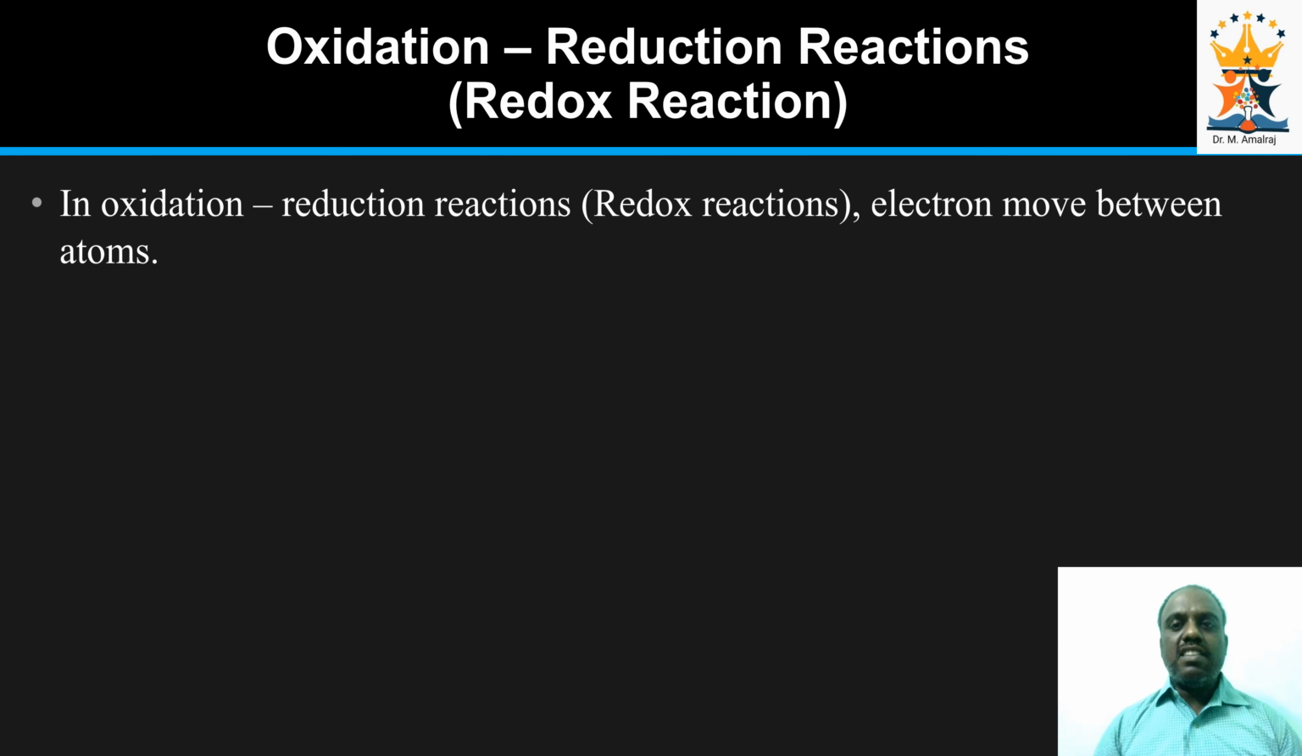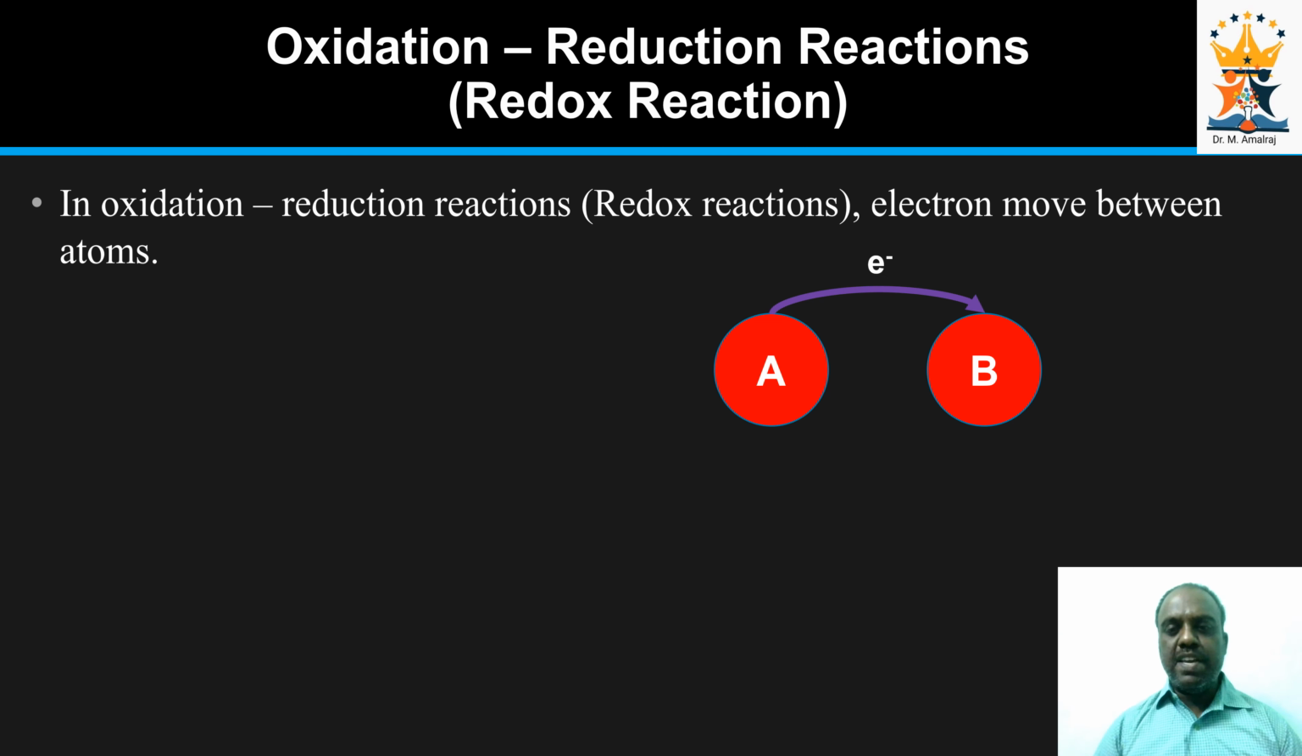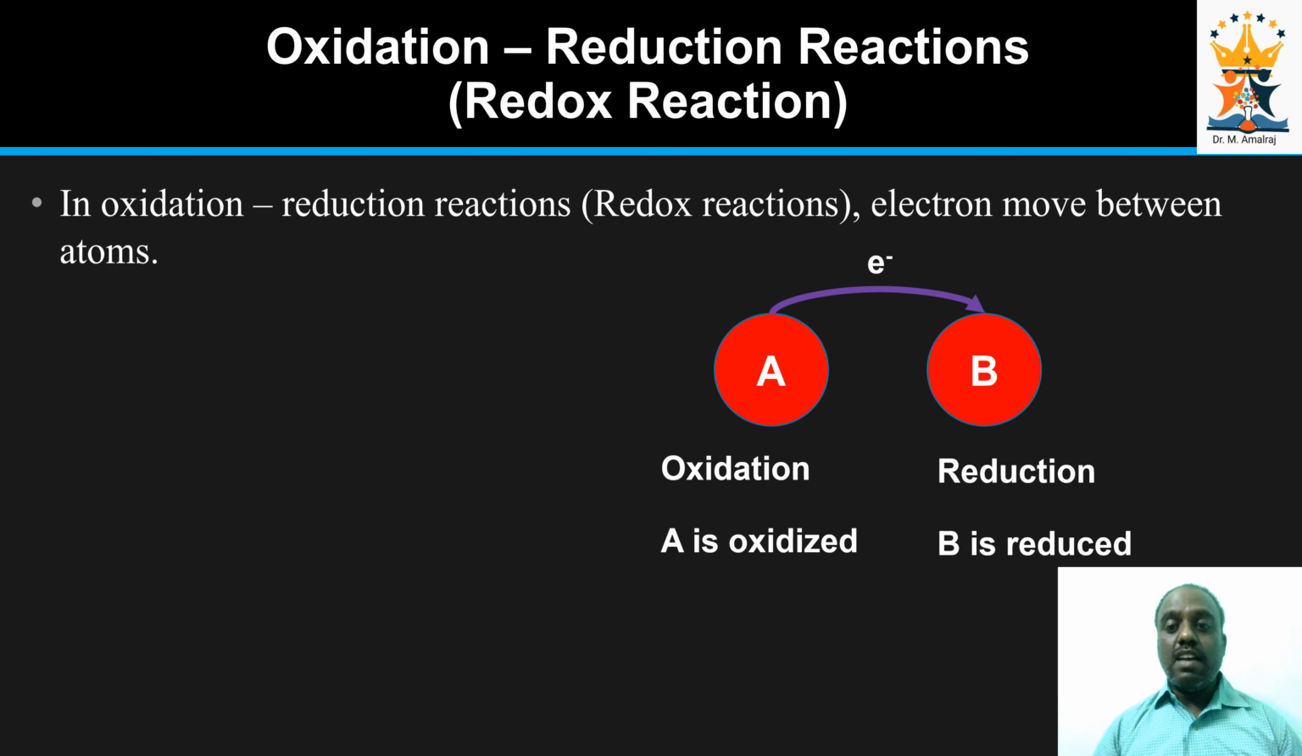Mostly in redox reactions, electrons move between atoms. Consider atom A and atom B. In this reaction, the electron moves from atom A to atom B. That means atom A is said to be oxidized. Atom A is losing the electron, and hence the process is oxidation. On the other hand, B is gaining the electron, and hence the process is reduction, and B is said to be reduced. So in this reaction, the electrons move from atom A to atom B, and hence the reaction between A and B is said to be a redox reaction.